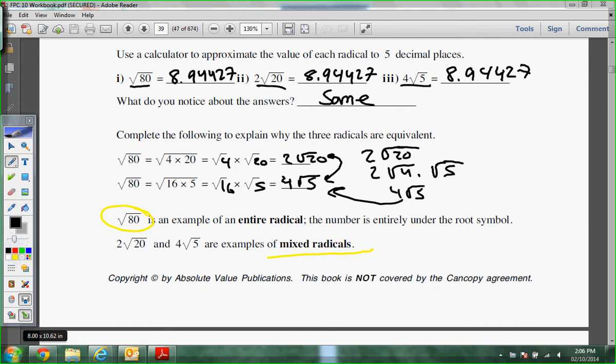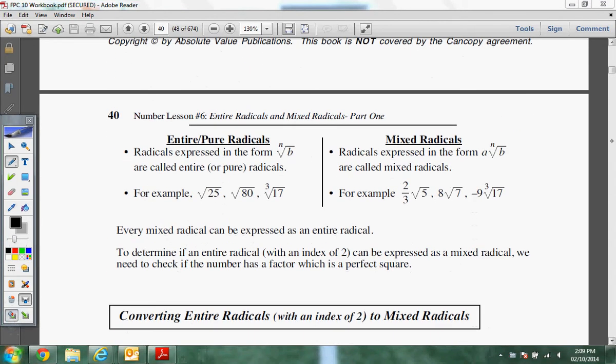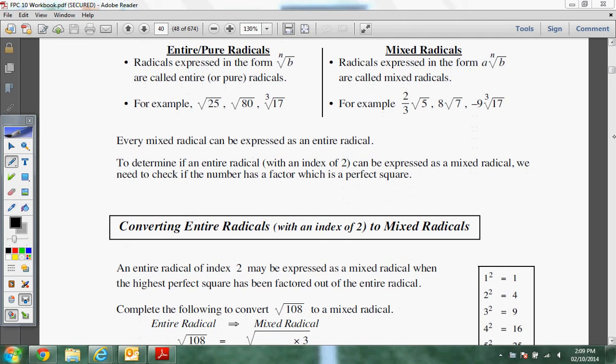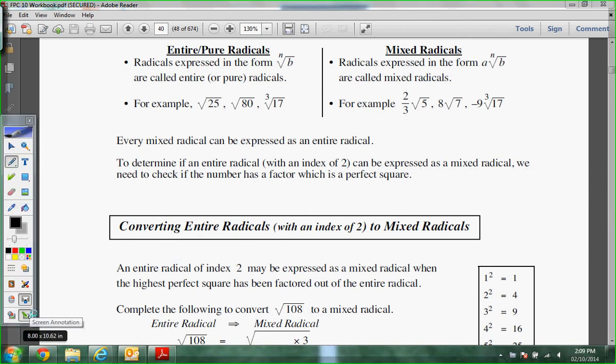All right, let's move on here to the next page. Entire or pure radicals are radicals in the form of root 25, root 80, cube root 17. Mixed radicals are in the form of having a number in front. The only difference is that an entire radical has nothing in front, and a mixed radical has a whole number in front, or has been somewhat simplified.